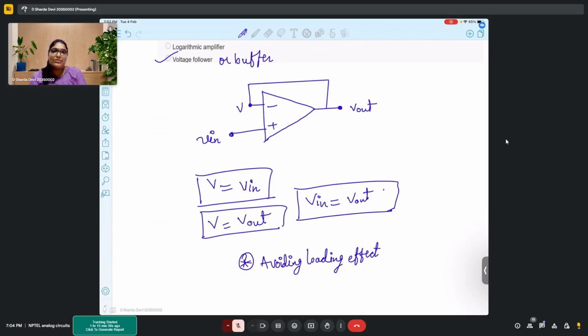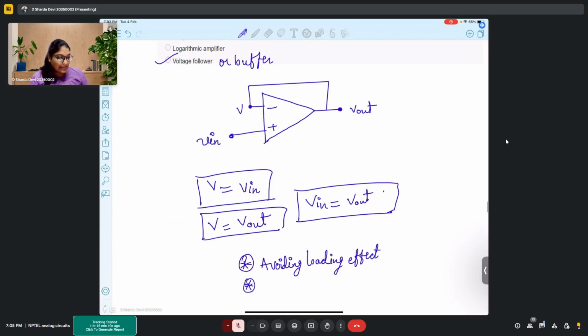Other than that, buffers are also used to introduce delays. Because when your input is equal to output, that is true, but to go through that whole system to get your output equal to input, it will take some time. So that time basically acts as a buffer or as a delay. So buffers can be used in introducing delays.